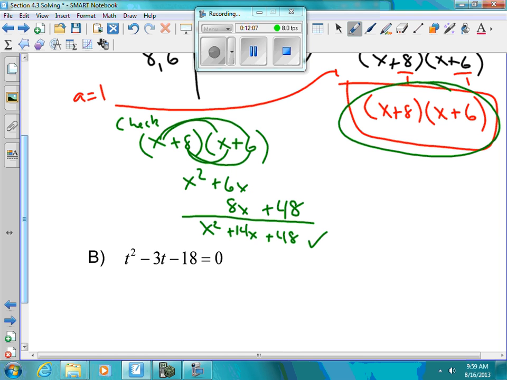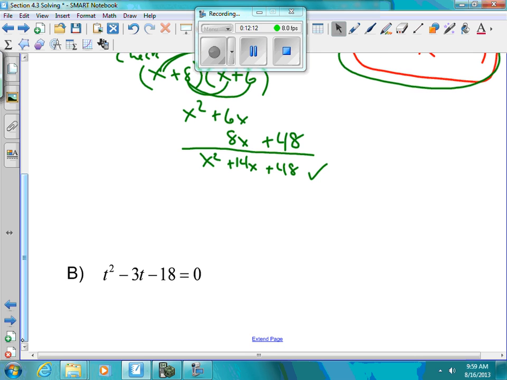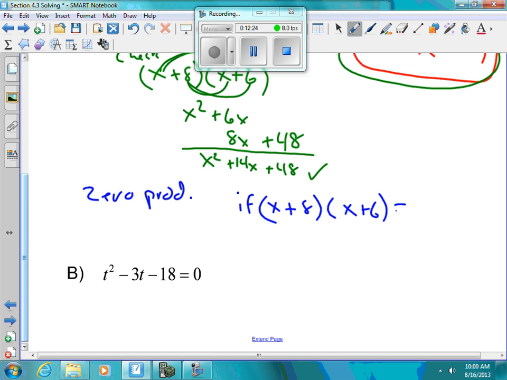Well, now we use the zero product property. Remember that on the last slide, the well done property? Zero product property tells us that if x plus 8 times x plus 6 equals 0, then x plus 8 is 0, and x plus 6 is 0. Actually, they said or x plus 6 is 0, but we're going to assume for both. And once you have this, we just solve each equation.